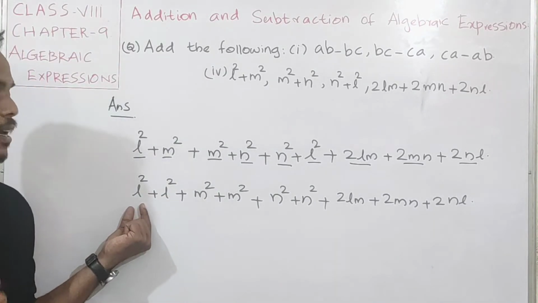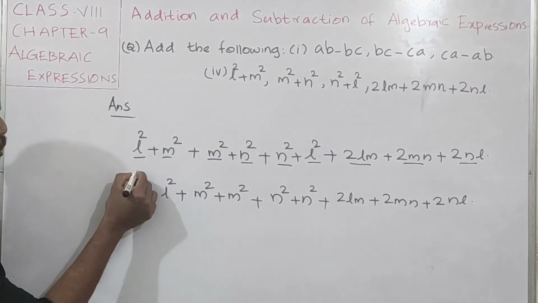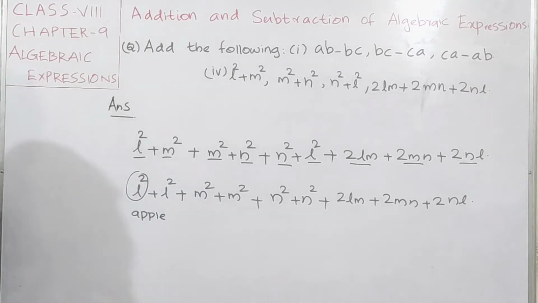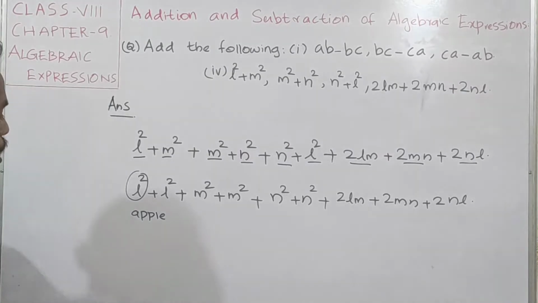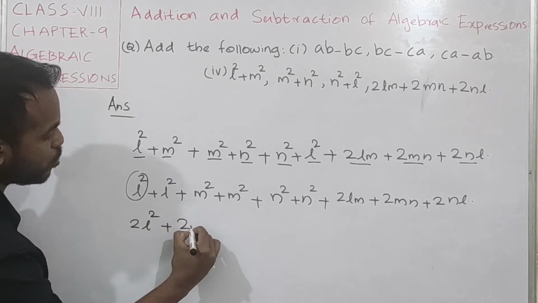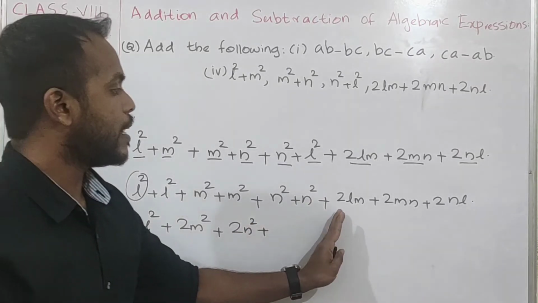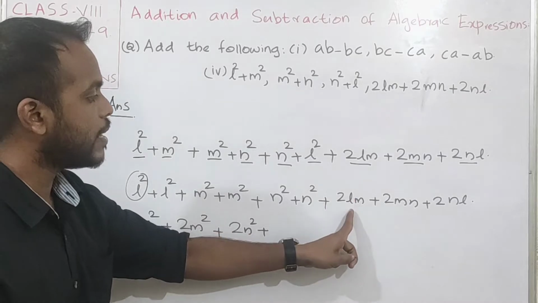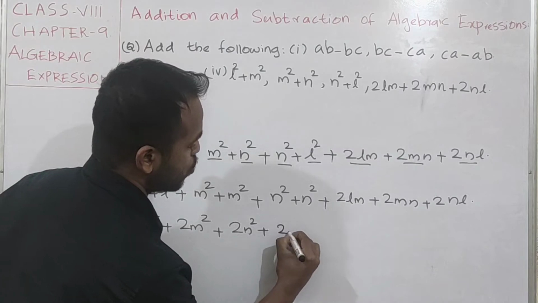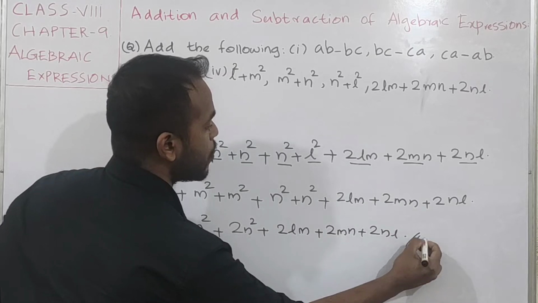Now what is L square plus L square? It's like adding one L square plus another L square. So how many L square in total? It's like instead of L square, suppose there is an apple. So apple plus apple. How many apples are there? 2 apples, right? In the same way you can write L square plus L square is 2L square. Then 2M square. Then N square plus N square is 2N square. Now the remaining are unlike terms. Of course all the terms are different. LM, MN, NL. All the terms are different. So we can just write 2LM plus 2MN plus 2NL. So this will be our final answer.